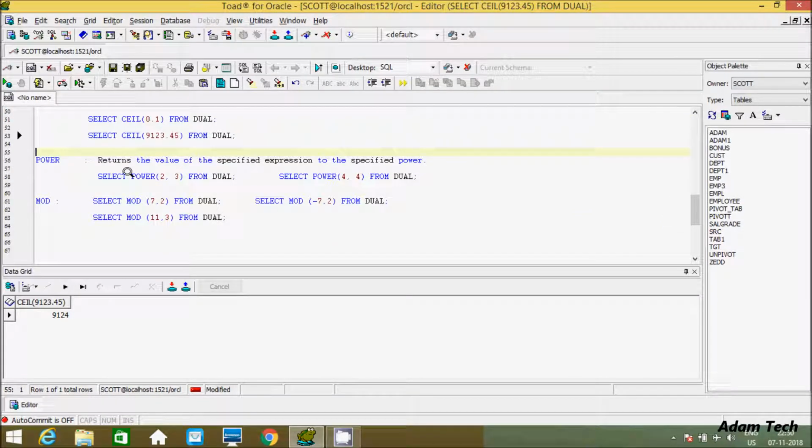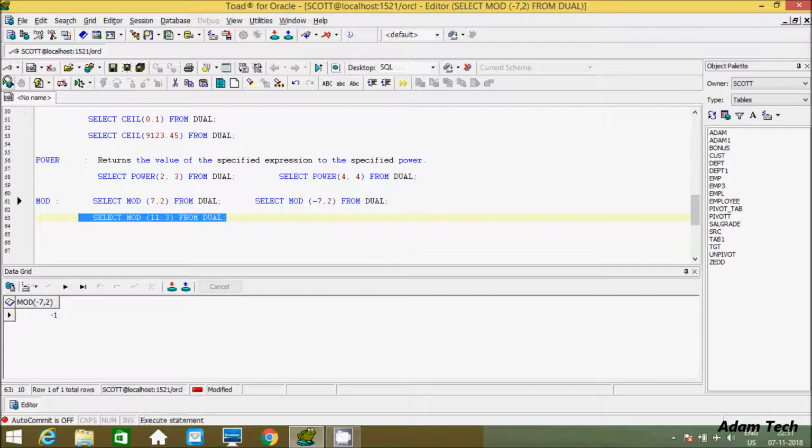Now the next function is power. It returns the value of a specified expression raised to a power. Select power 2, 3, and the value displayed is 8. And here 4 power 2, the value displayed is 16. And here the mod function returns the remainder value. Same, mod 7, 3: it divides 2 times and the remainder is 1. If you execute this query, the remainder I am getting is 1. Now if you give a minus, the remainder displays minus 1. And here 11 by 3: it divides 3 times, and the remainder displayed is 2.